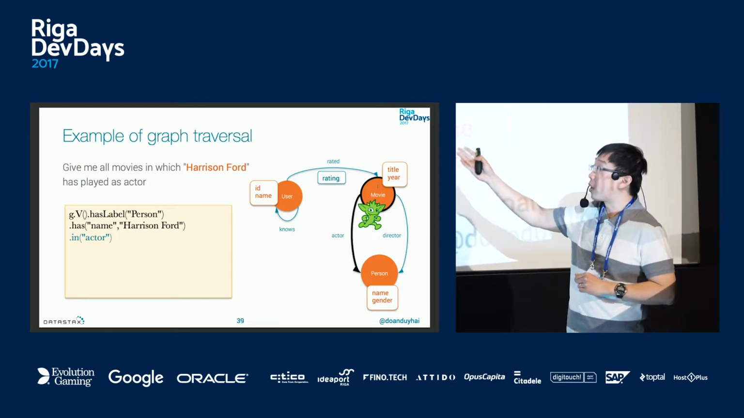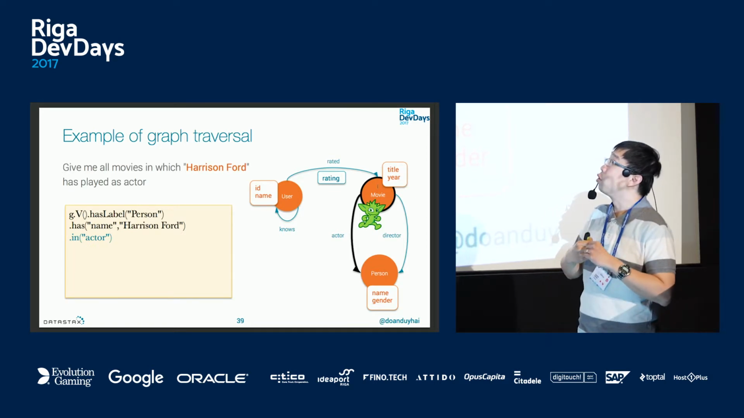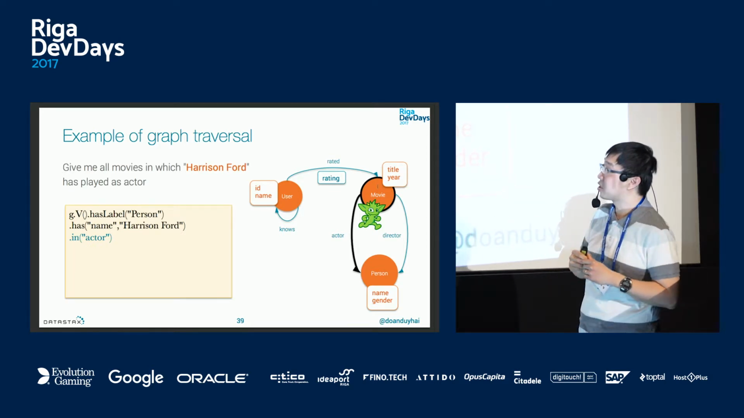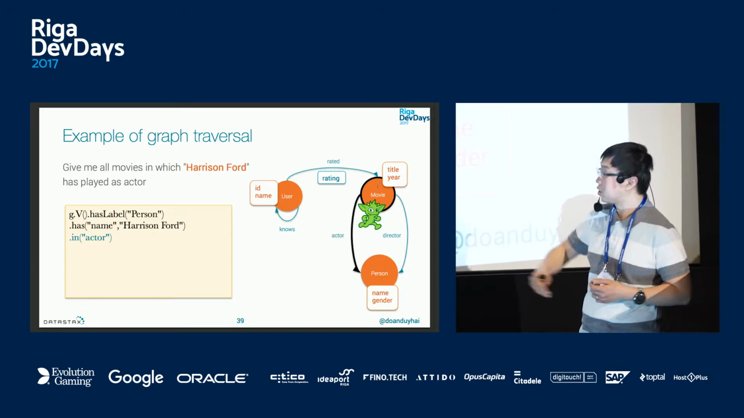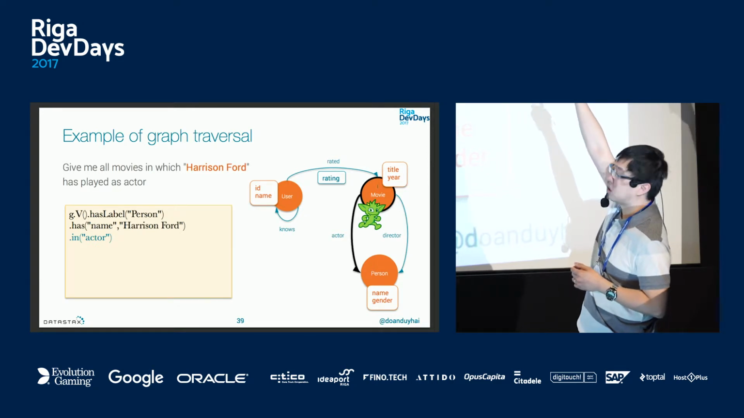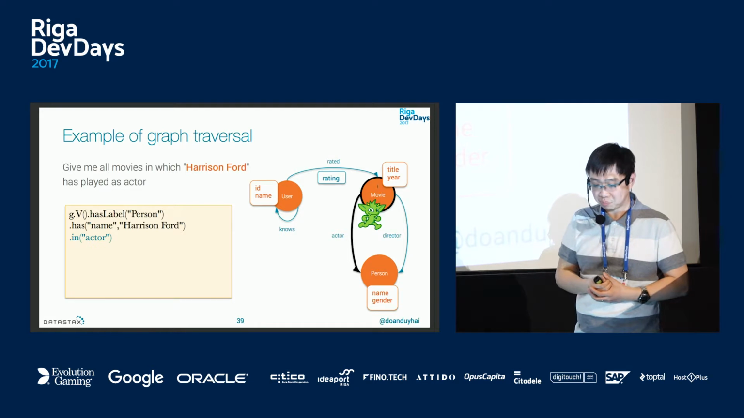So this is my query: give me all the movies in which Harrison Ford has played as an actor. My final destination is here at the movie vertex, and I can have multiple instances of movies, right?